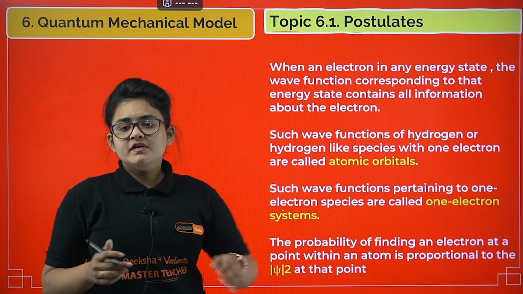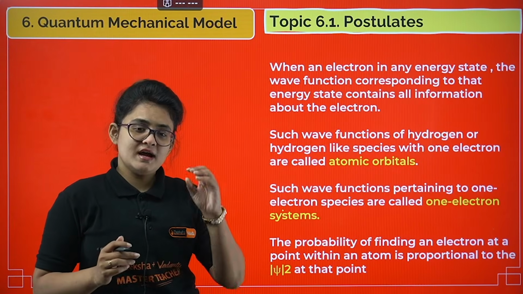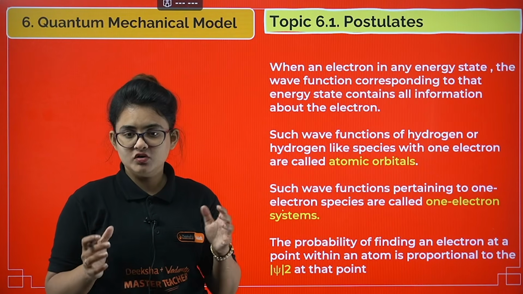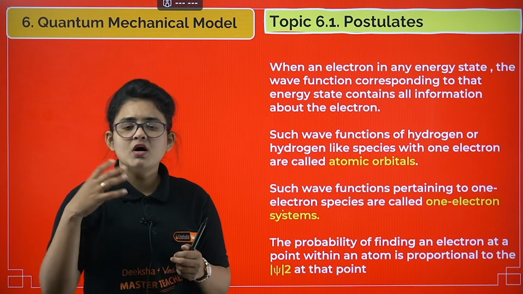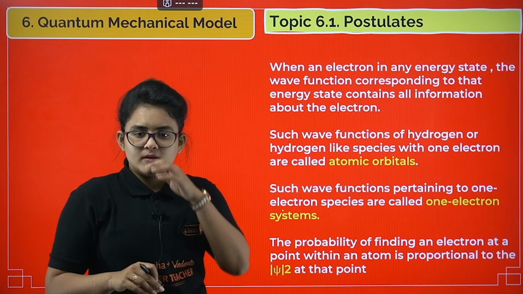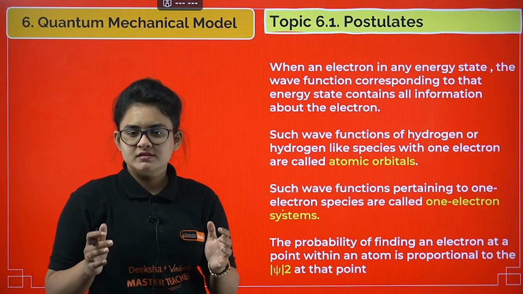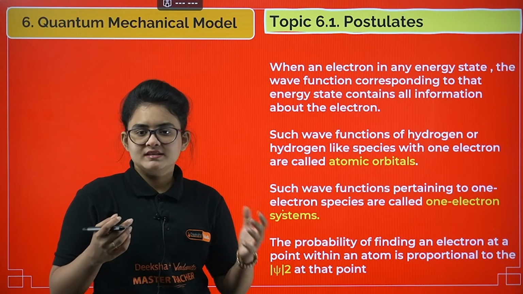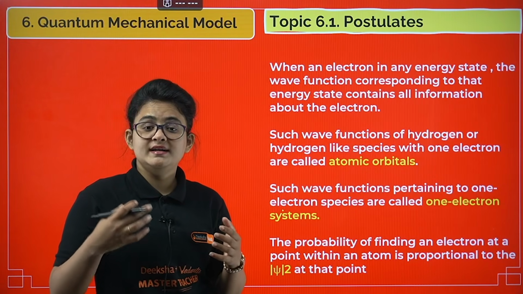Whenever you are discussing an electron at a particular energy state, the wave function, as I already told you, actually contains all the information about the electron. Now such wave functions of hydrogen or hydrogen-like species are called atomic orbitals.